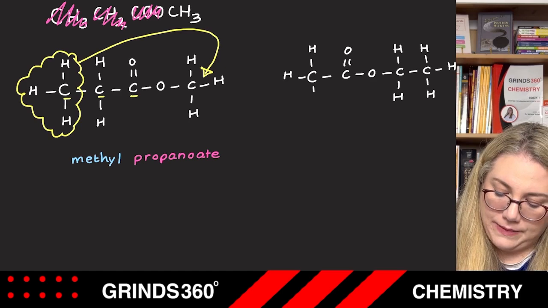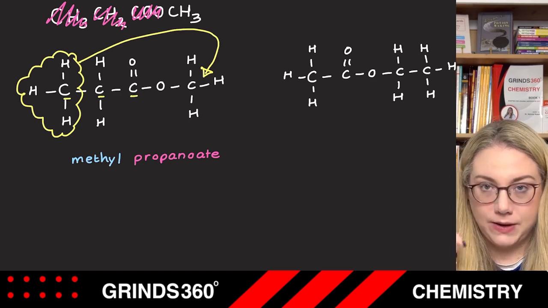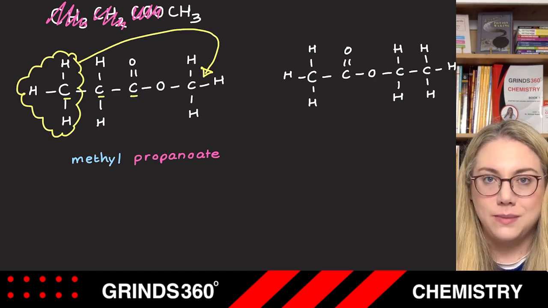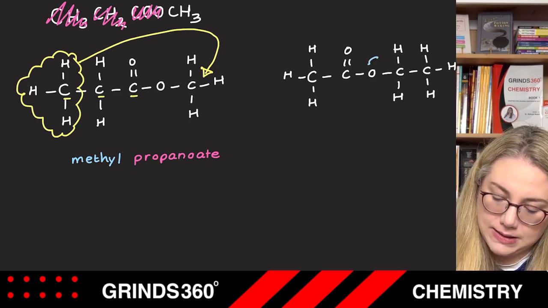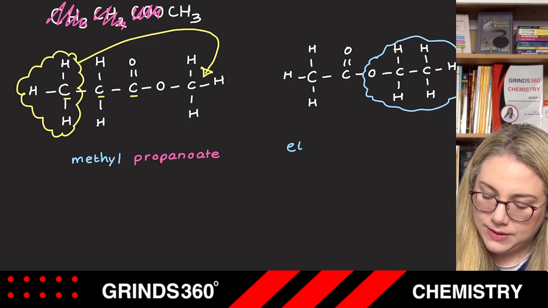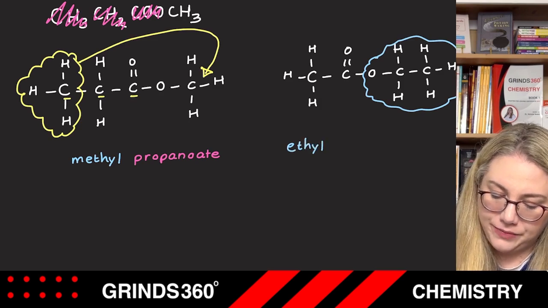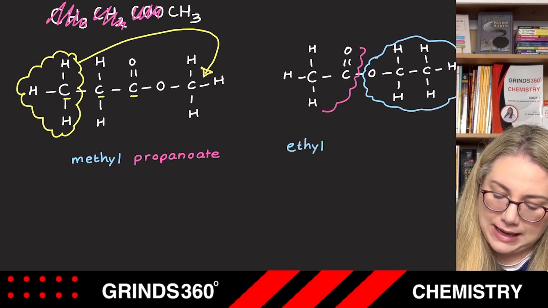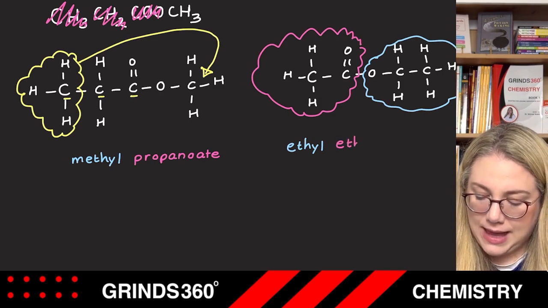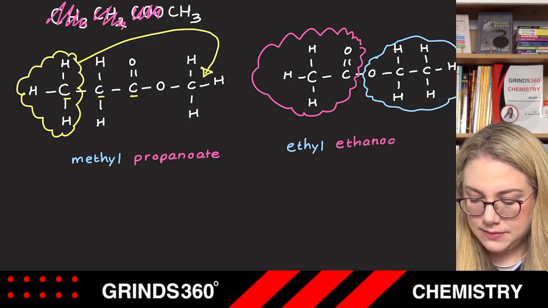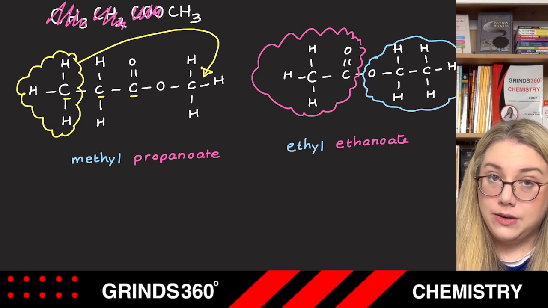Okay, now this isomer is different because it's not formed from the same alcohol and the same carboxylic acid. This one, that's the part that came from the alcohol, so the name of it will be ethyl, and this is the bit that came from the carboxylic acid. So it's ethyl ethanoate. Now there is another one.